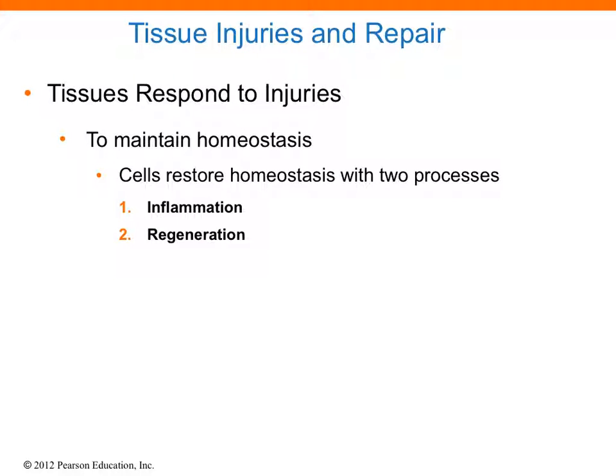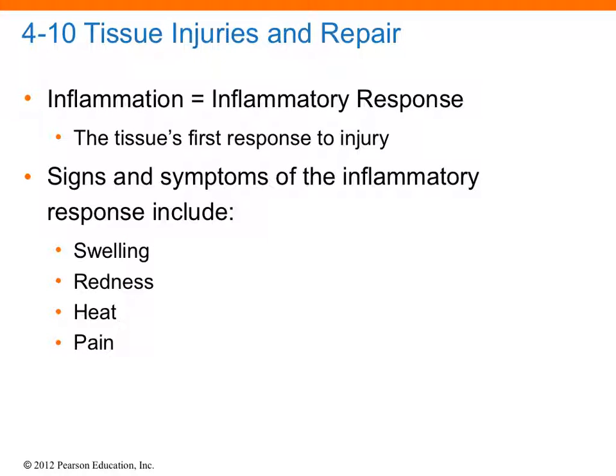Now, let's talk about tissue injuries and repair. Tissues respond to injuries to maintain homeostasis. And to restore homeostasis, they use 1, inflammation, and 2, regeneration. Inflammation is the inflammatory response. It's the first response to injury.